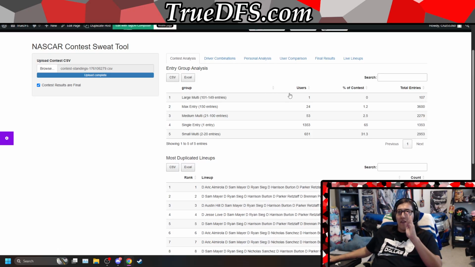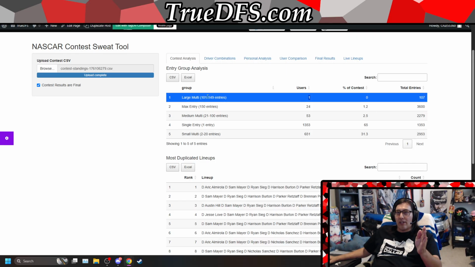It shows you the amount of users that are in this contest, okay? And they are described right here. So large multi is anywhere from 101 lineups to 149. You have your 150 guys, your medium from 21 to 100, your single entry players, and your 2 to 20, okay? You can see that there is one person in this contest who played between 101 and 149. You had 24 150 guys, 53 medium, and so on and so forth.